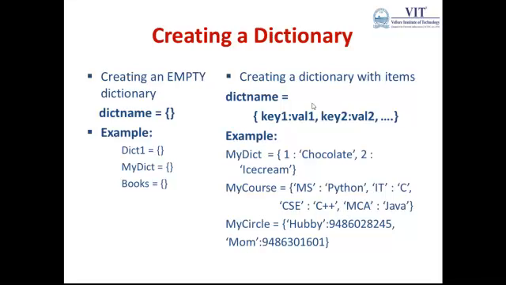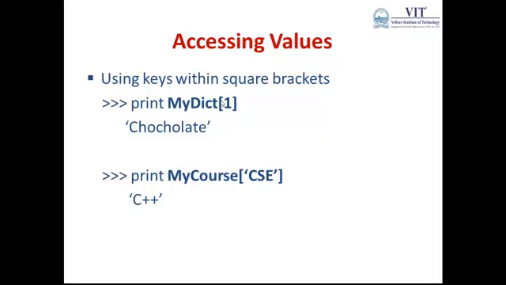Suppose I want to access the third item in the second dictionary called my course. My third item has a key CSC and my value is C++. So how can I access it? My course of CSC. CSC should be given within the square bracket. Clear? So that's what they are simply printing. This is the way to access the individual items.